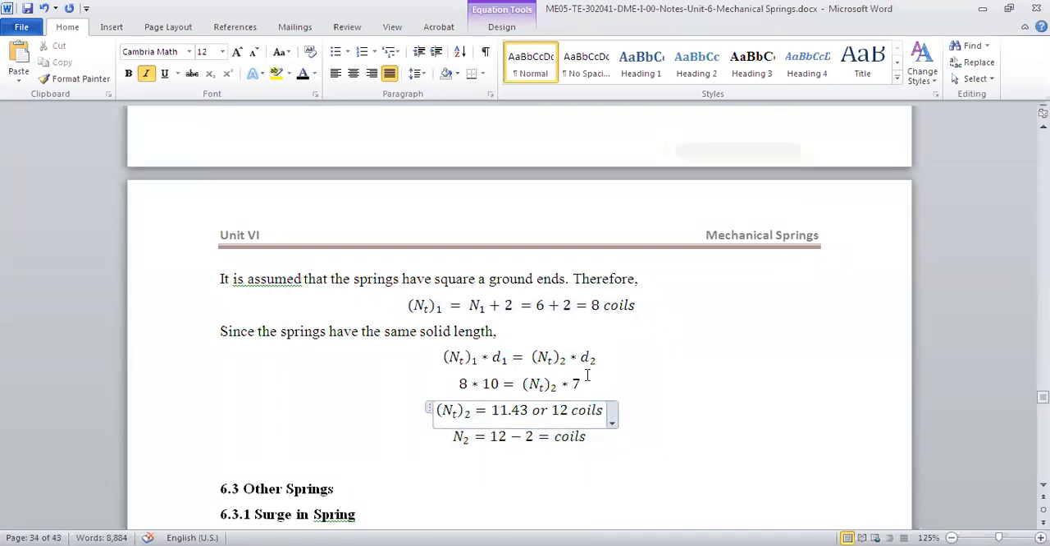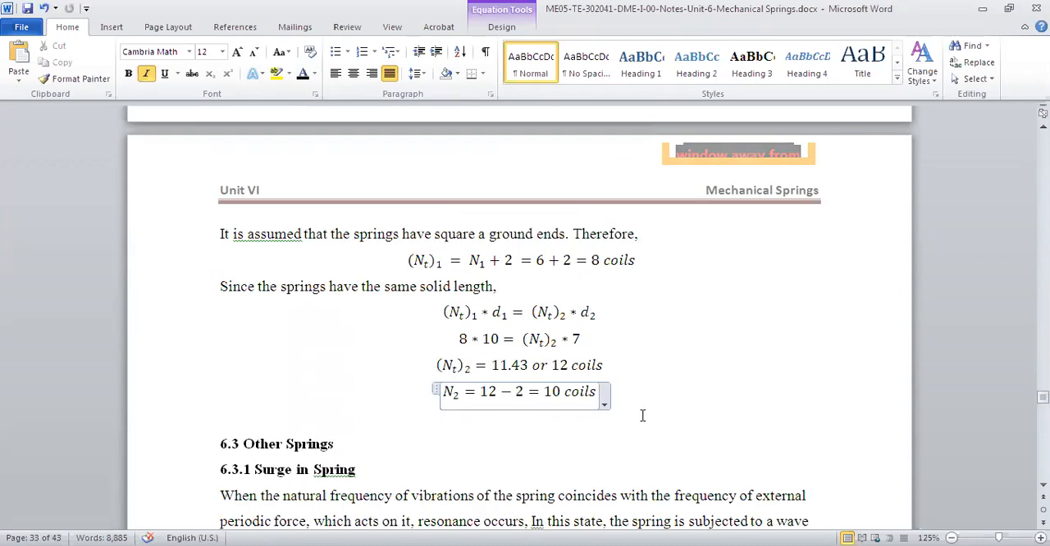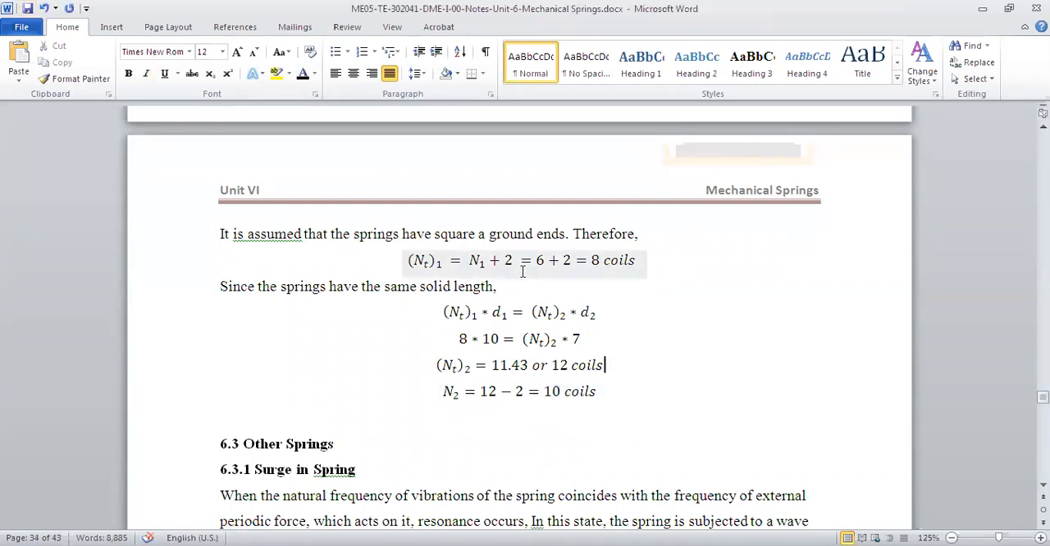So the number of total coils for spring 1, the larger spring, is 8. The number of total coils for the inside spring is 12 coils. And these are the total coils, because this is NT we are using. So the number of active coils will be 12 minus 2, 10. So 10 coils will be the active coils for spring 2. For the outer spring, the number of active coils will be 6, and for the inner spring, the number of active coils will be 10. Okay, that's how we will design a concentric spring. So we have completed this part on concentric springs.